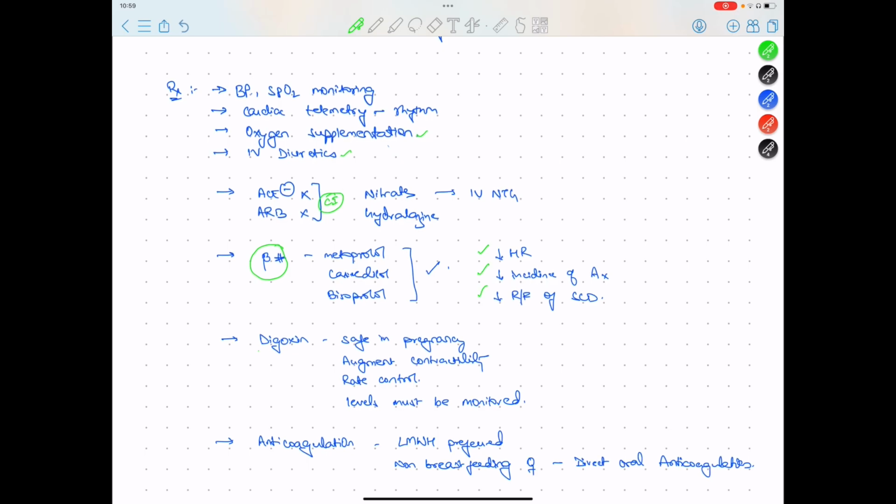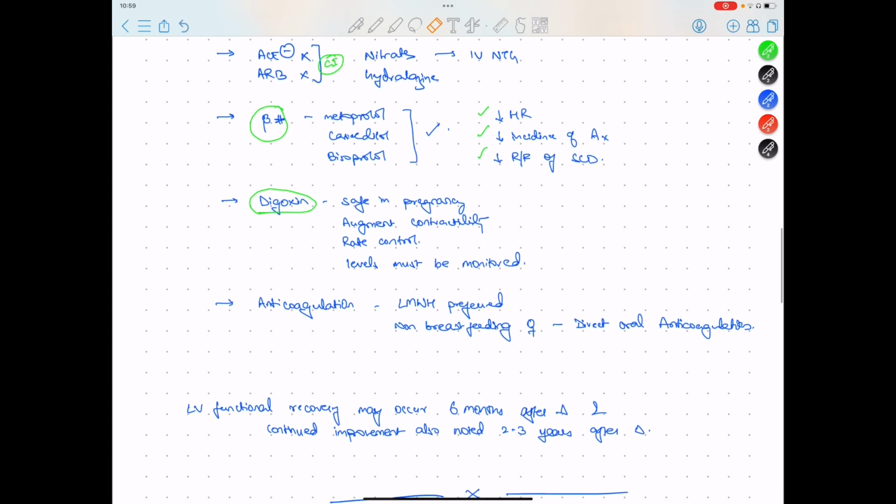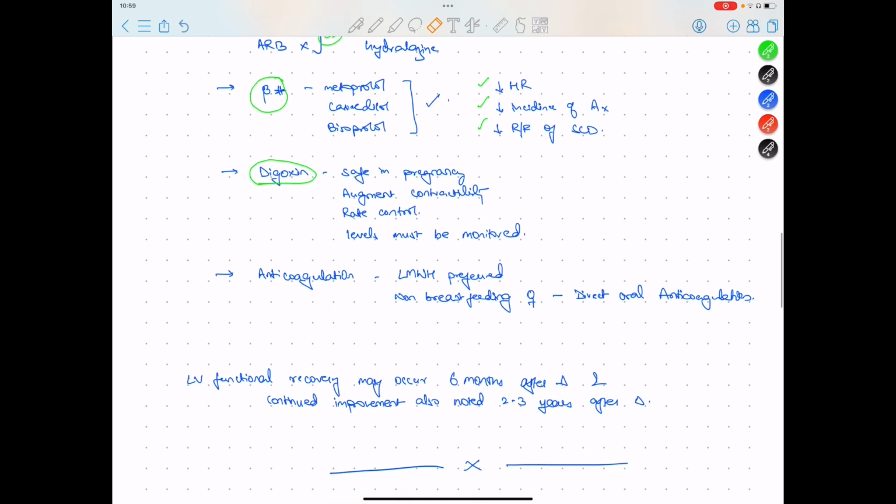Digoxin is also safe in pregnancy. We use it to augment contractility of heart and for controlling the heart rate, but its levels must be closely monitored. And anticoagulation is preferred in pregnancy. It is low molecular weight heparin, and in non-breastfeeding women, direct oral anticoagulants may be considered, and the LV function may return back to near normal levels within 6 months after the diagnosis, and continued improvement has also been noted 2 to 3 years after the diagnosis.